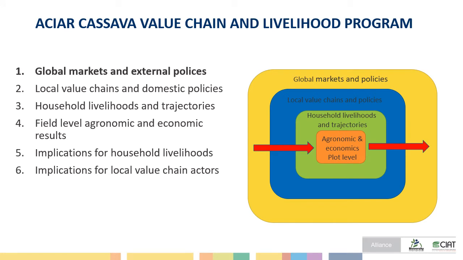In terms of the design of the ACIAR Cassava Value Chain and Livelihood project, it really seeks to work across different levels. Firstly, to understand what's happening during a diagnostics phase, then to conduct activities at the farm level, and then through a series of consultations and dialogues, look at how we can work with value chain actors to scale up technologies that have been developed to improve the sustainability of cassava farming. As you can see here, the focus of this presentation is on the global markets and external forces that really influence how those local markets function, which in turn influences livelihoods and then the economics at the plot level.